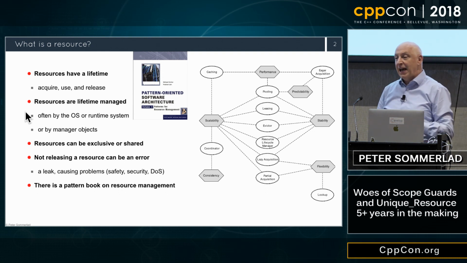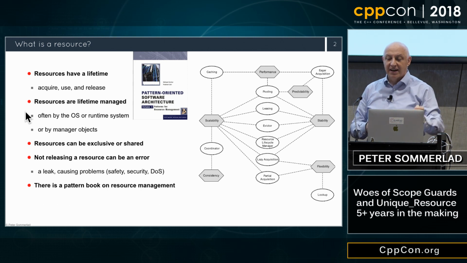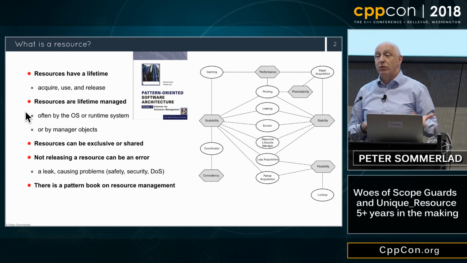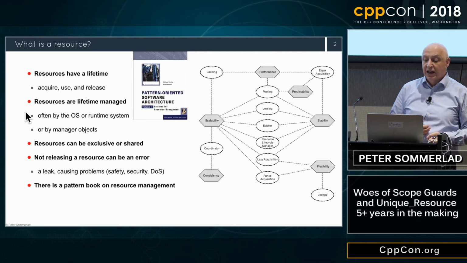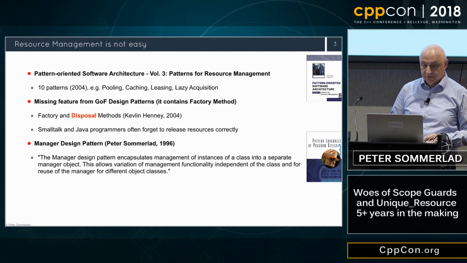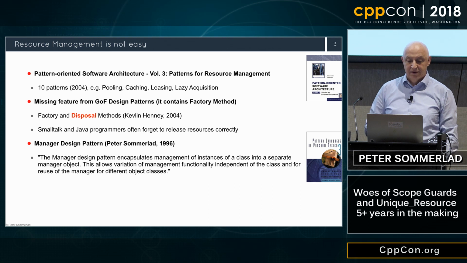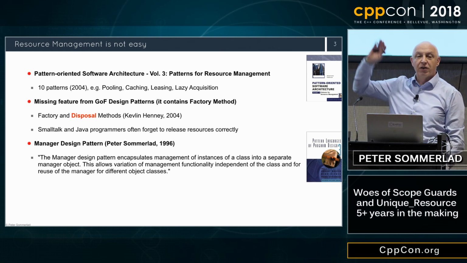And sometimes the APIs, even in the C standard library, are inconsistent about who owns the memory. And that's just one of the many resources we have to deal with in real-world programming. So resource management is not easy. You can write whole books on that. Even the famous Gang of Four design patterns book.